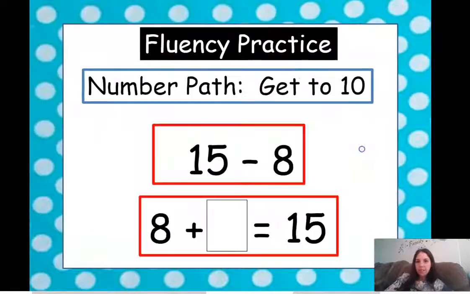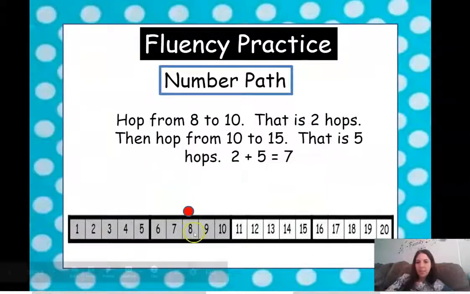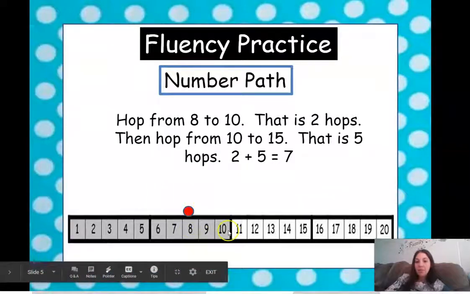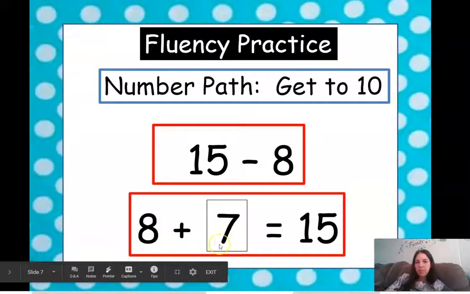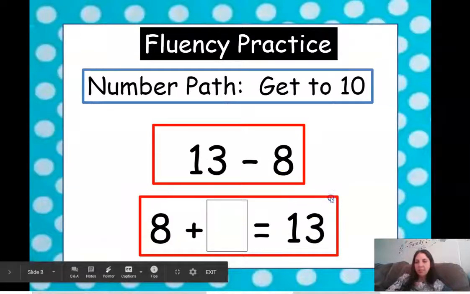First, we will start with some fluency. We have 15 minus 8. So the way they're going to show you is that you start with 8, and you can count up to 10, which is 2. And then from 10, how many more do you need to get to 15? That would be 5. So 2 plus 5 equals 7. So 8 plus 7 equals 15.